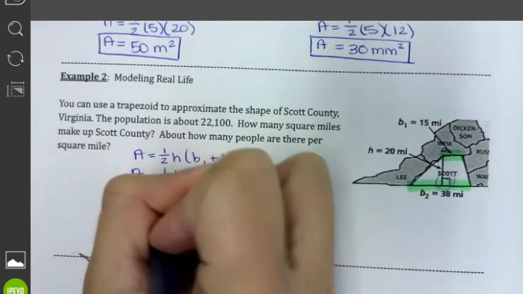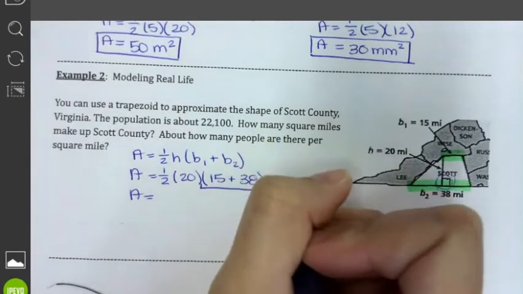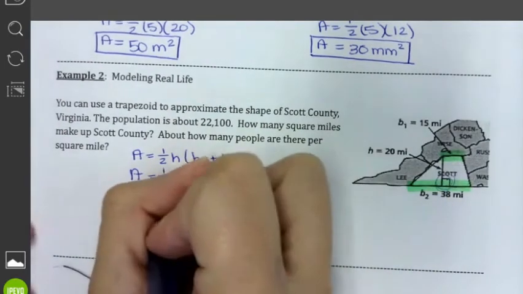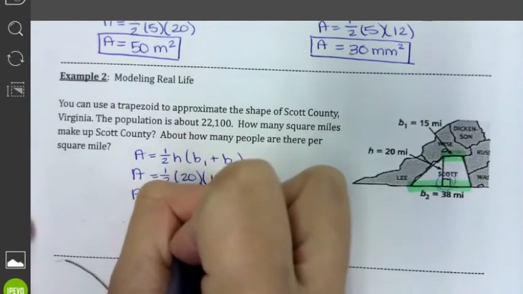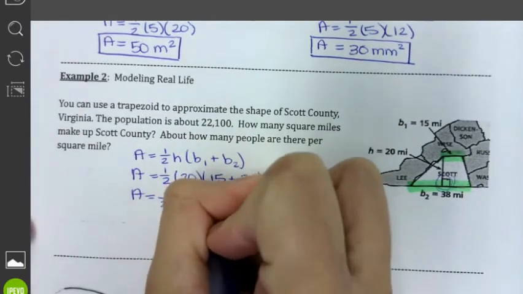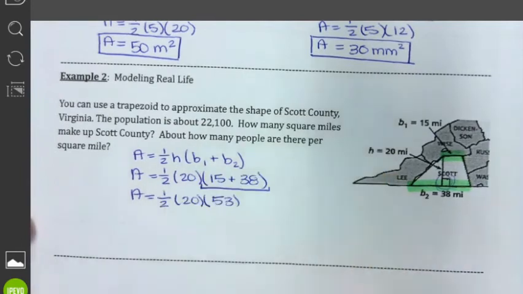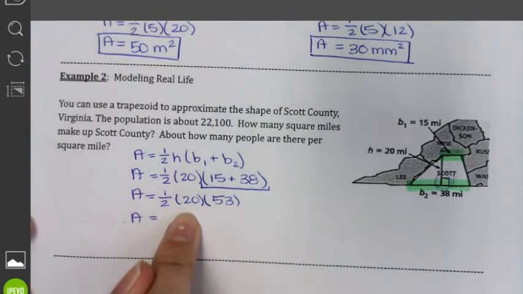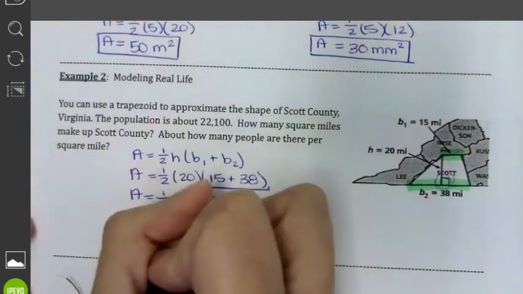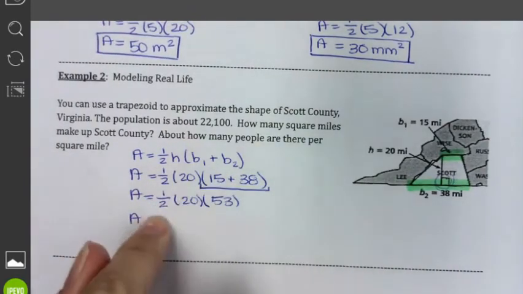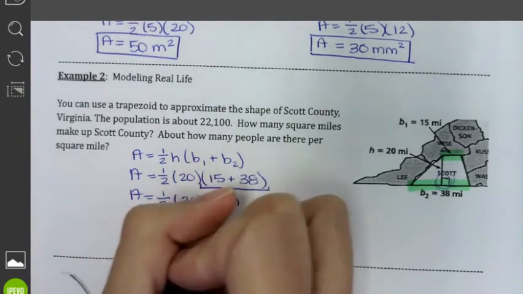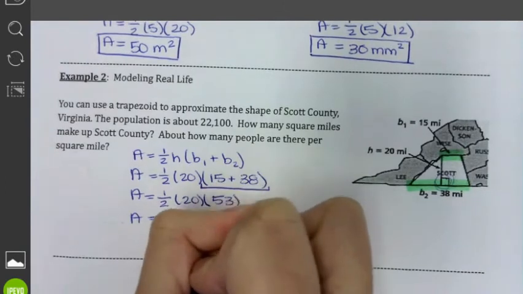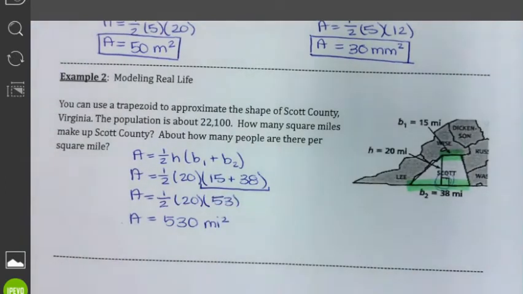So now we start simplifying. I'm going to do what's in the parentheses here. So this gives me half times 20 times the sum, which is 53. And then I start solving. Half of 20 is 10 times 53. Anything times 10 creates another place value at the end, another 0 in this case. So we get 530, and that is how many square miles we have.